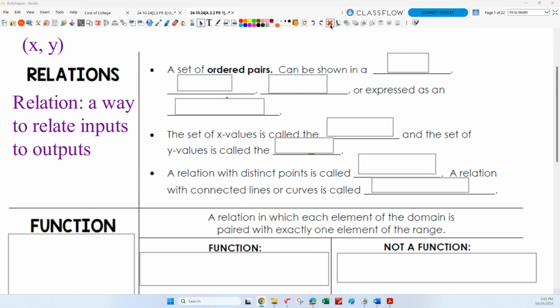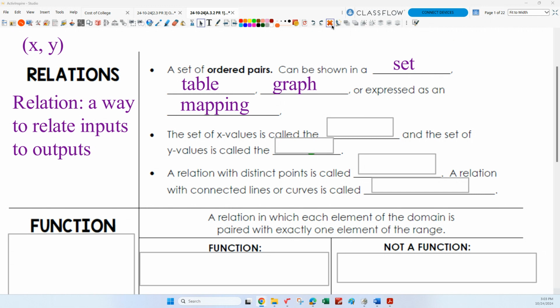Okay, so what are some different ways we can express relations? Well, we could express them as a set of ordered pairs. We'll look at an example like that. Sometimes we use tables to express relations, or to show the connections between inputs and outputs. We can use graphs, or we can use what's called a mapping, which you've seen, but you may not know what it's called.